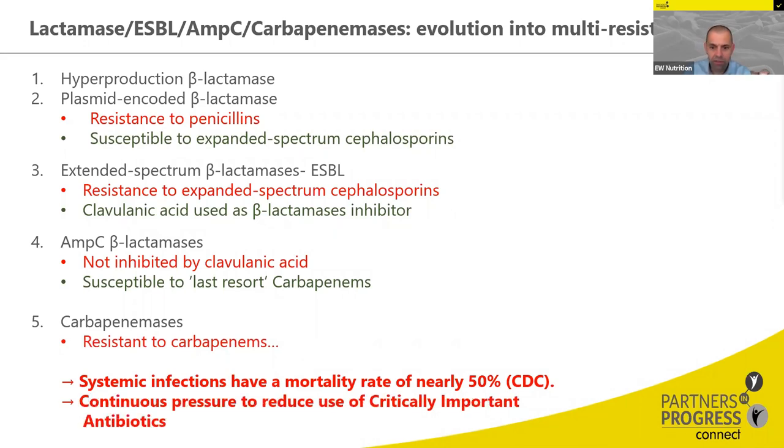Systemic infections with multi-resistant bacteria that are no longer susceptible to any of these drugs nowadays have a fatality rate of 50%. So with very few new molecules being developed into commercially available antibiotics, and with the very restrictive use of any antibiotics that makes it to the market, the pressure to reduce antibiotic use, both in human and in animal production, is there to stay.